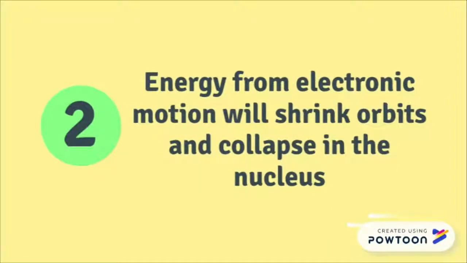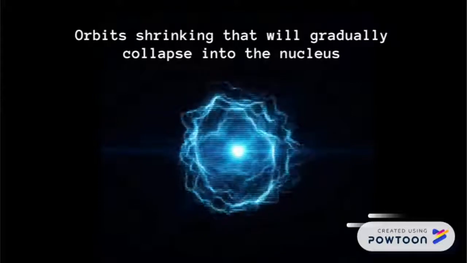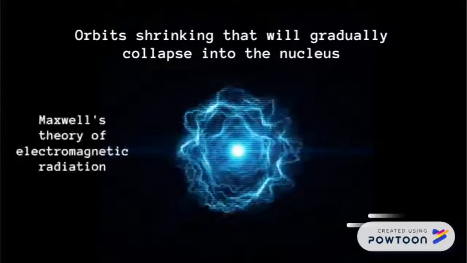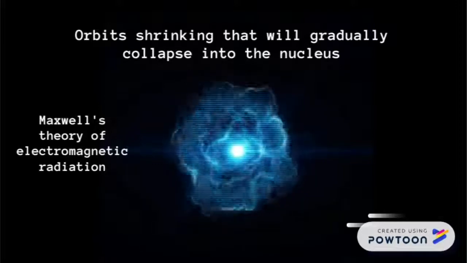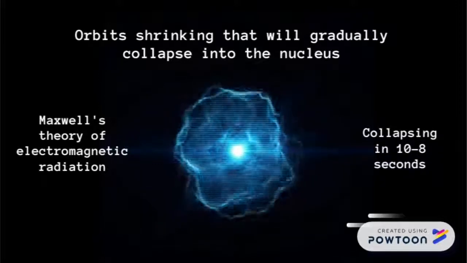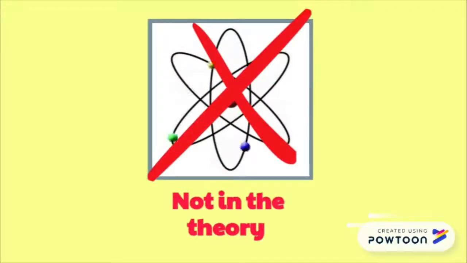Number 2. Orbits due to electronic motion will shrink and collapse in the nucleus. The orbits will shrink and collapse in the nucleus of an atom. According to the calculations, if Maxwell's explanation is followed, Rutherford's model will collapse within 10 to the minus 8 seconds. Therefore, Rutherford's atomic model was not following Maxwell's theory, and it was unable to explain an atom's stability.